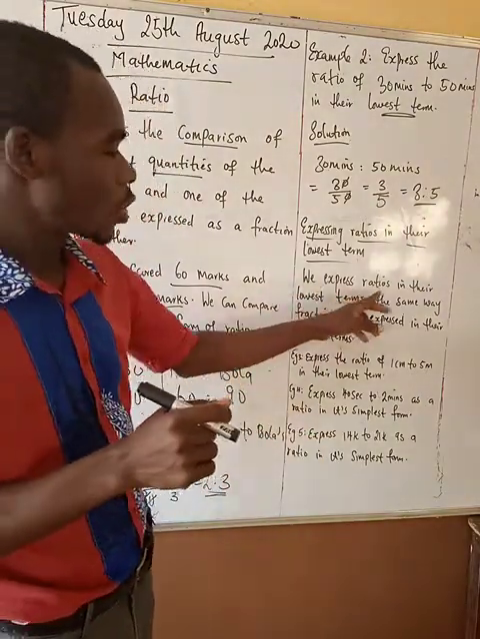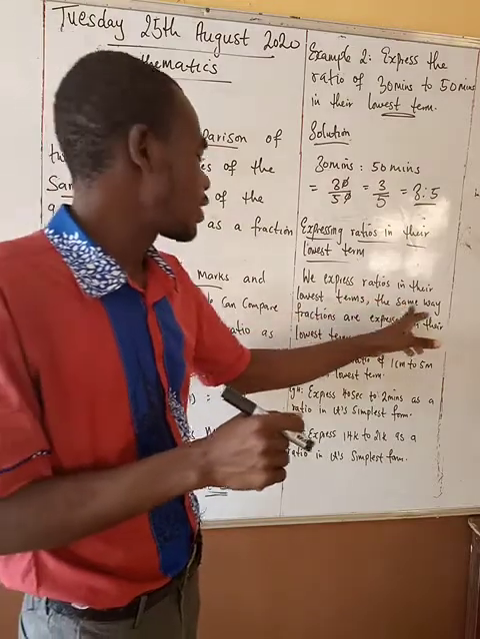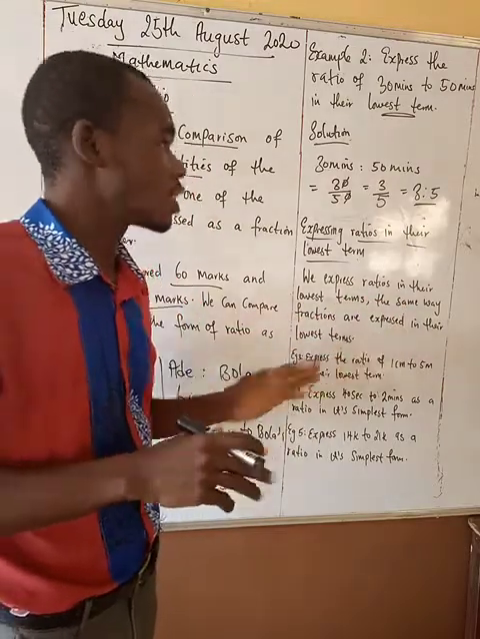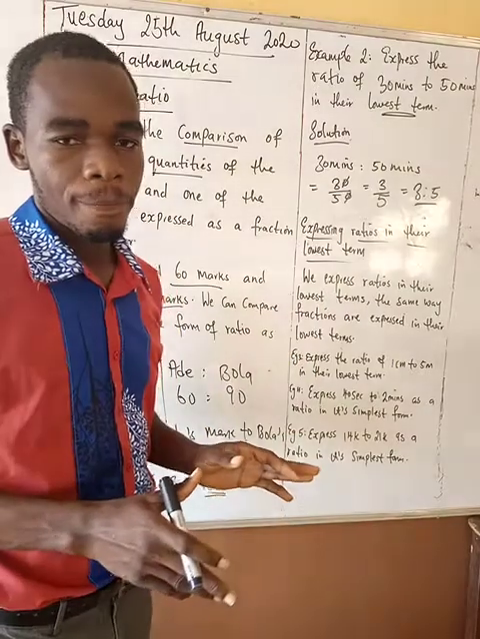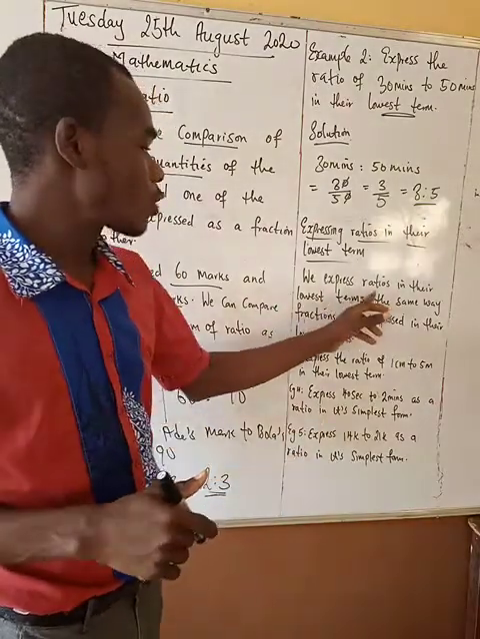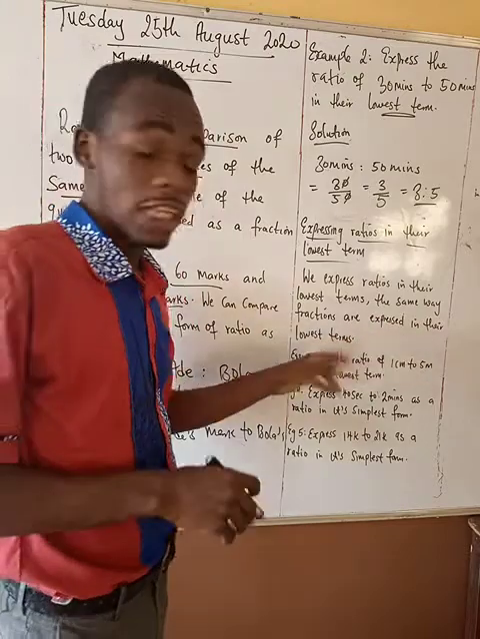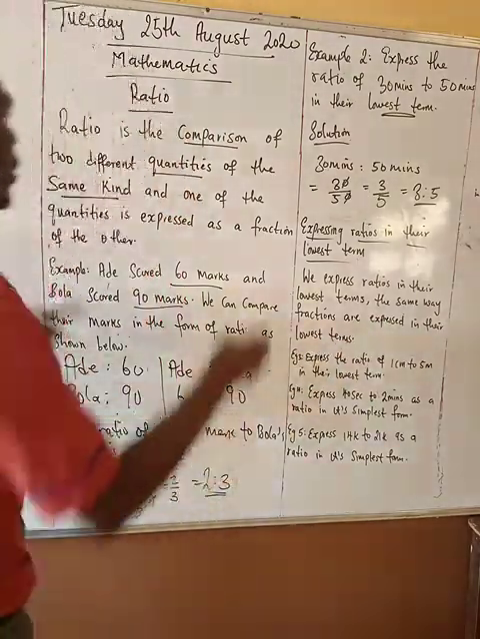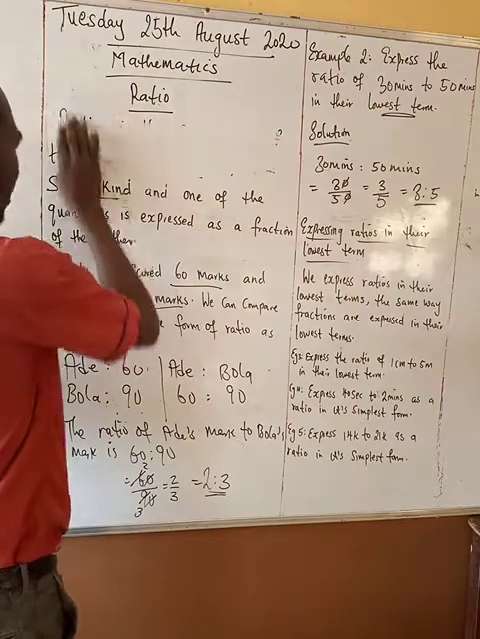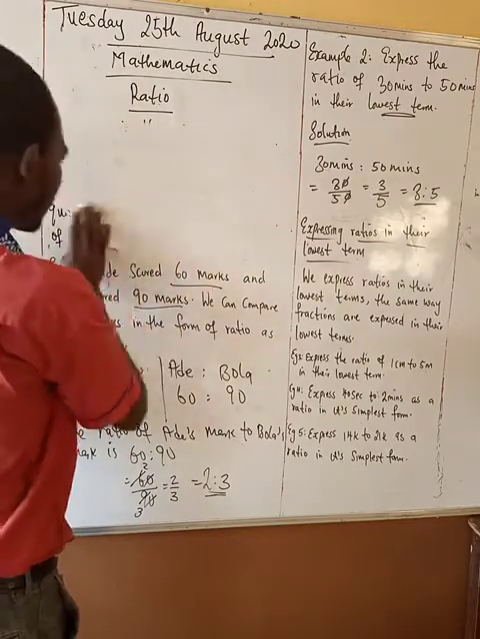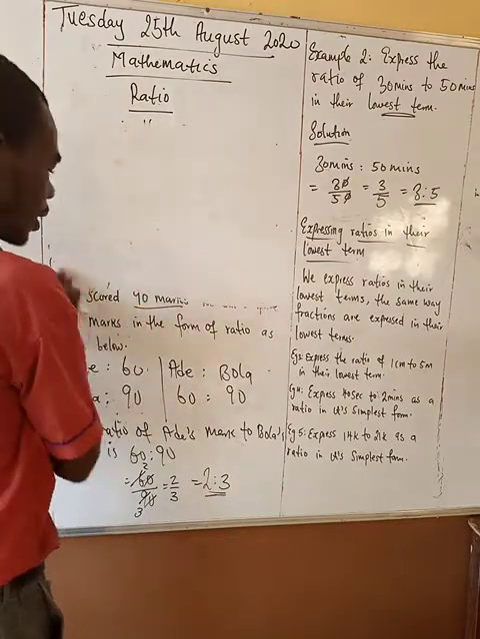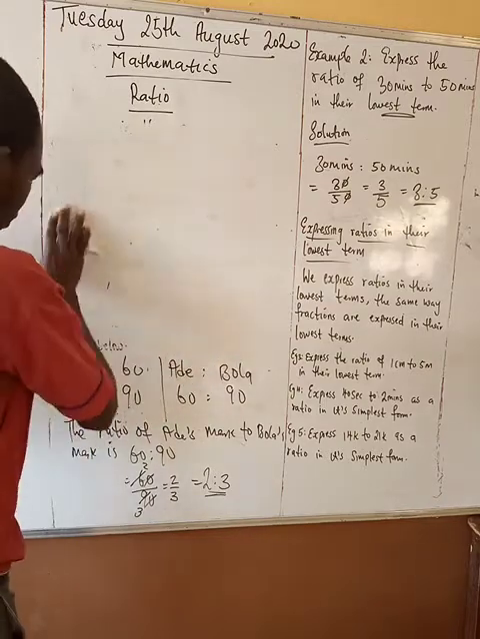We express ratios in their lowest terms the same way fractions are expressed in their lowest term. Now, I need you to stay with me. Alright? I believe you must have written this down. I need you to stay with me as I try to break this down a little bit further.